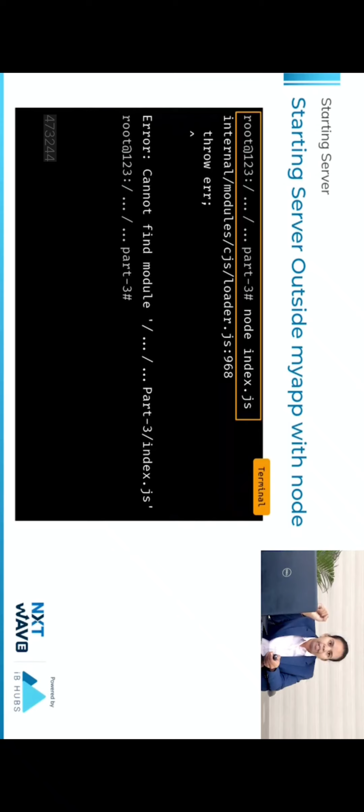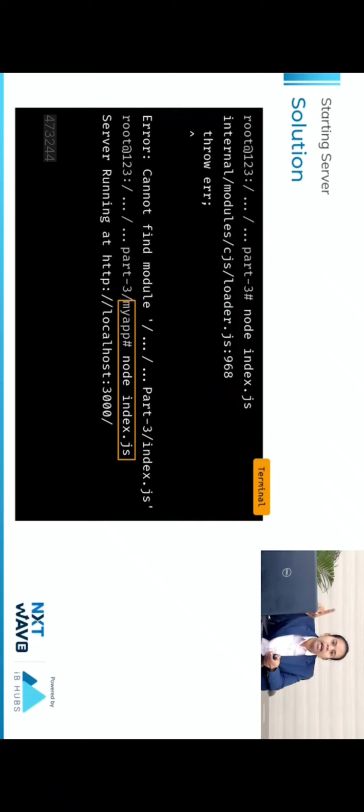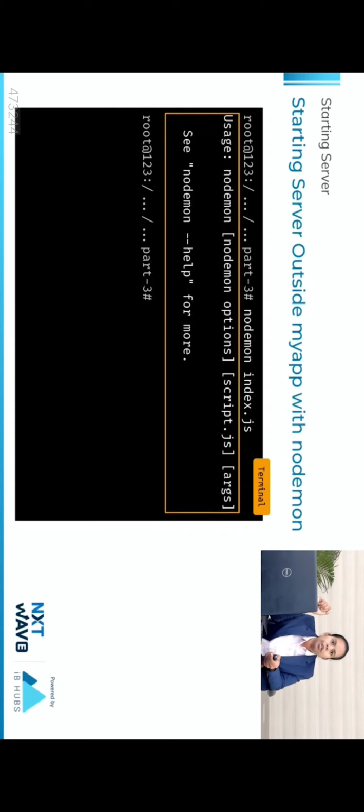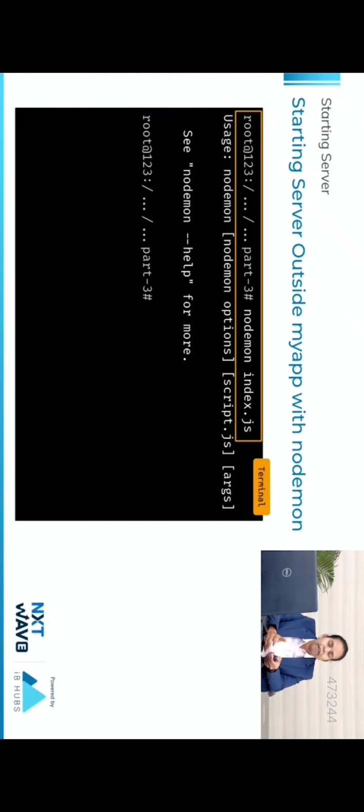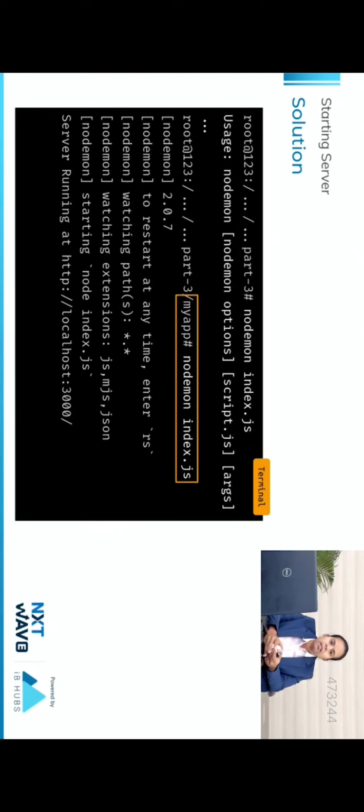So when you get an error in this manner, it means that you're trying to start the server outside the My App directory. You have to navigate to the My App directory, and then run node index.js. Then the server will start. In case you are using nodemon, you will get a message like this saying usage of nodemon and so on. It means that you're trying to start the server outside the My App directory. So check the directory, navigate to the My App directory, and then start the server.